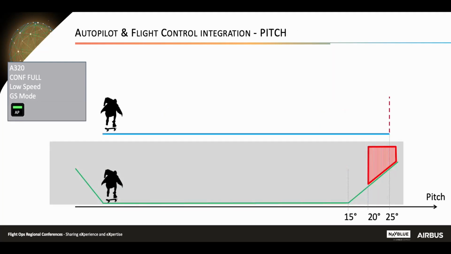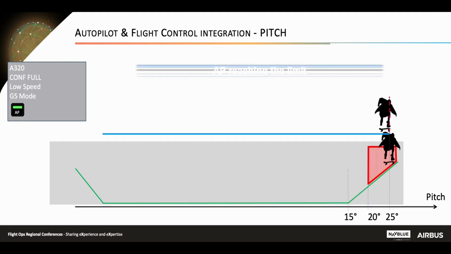Let's focus on the behavior of the autopilot when reaching the pitch disconnection threshold. In this example, we have an Airbus 320 in full flap, low speed, glide slope mode and autopilot on. The blue line is a sectional plan of the flat blue disc, which is the autopilot area of operation. The gray area, the side view of the ball, represents the flight control laws which remain ready to take over in the background in case of autopilot disconnection.